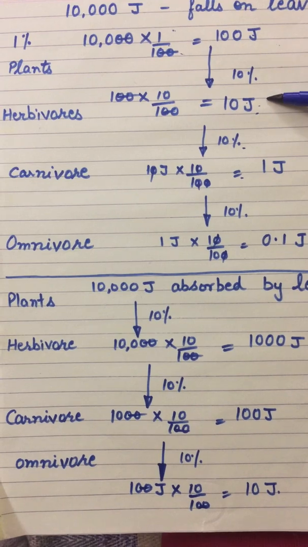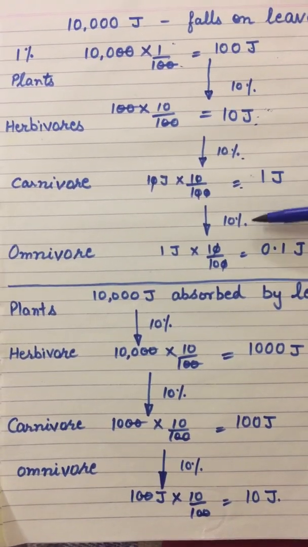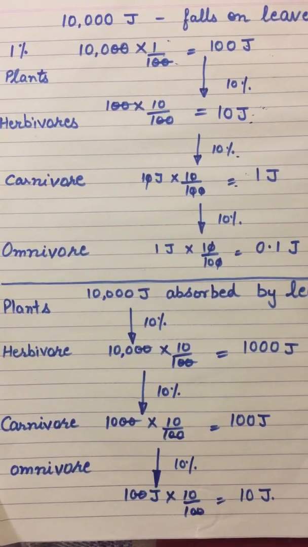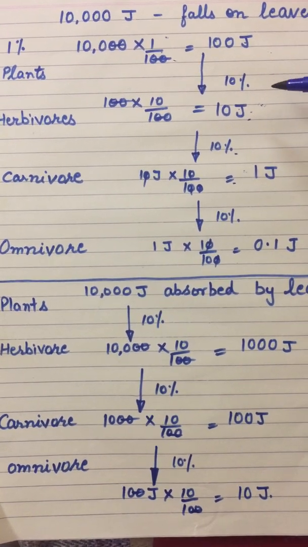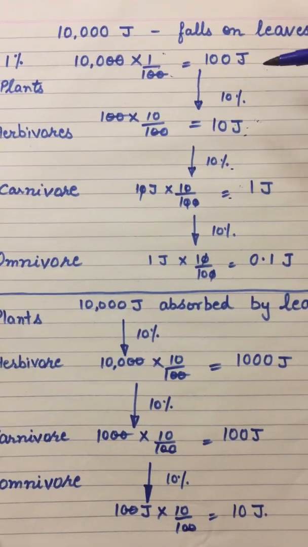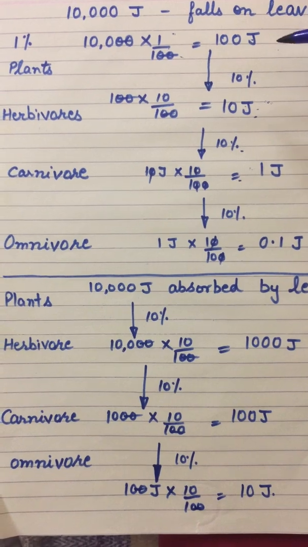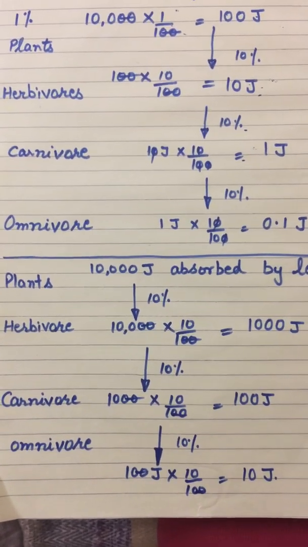From here only 10% goes here. From here 10% goes to the next trophic level. So only 10% of energy goes to the next trophic level. Then where does the 90% go? The 90% is used by the plants or herbivores for their own purposes, for their own metabolism and growth, and some amount is also lost as heat to the environment.